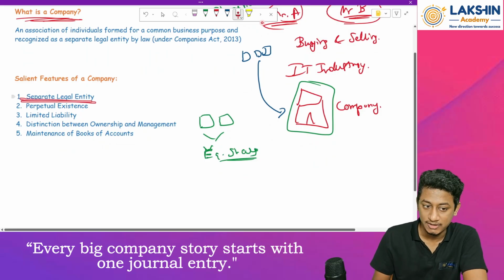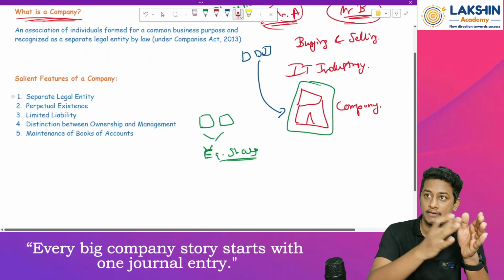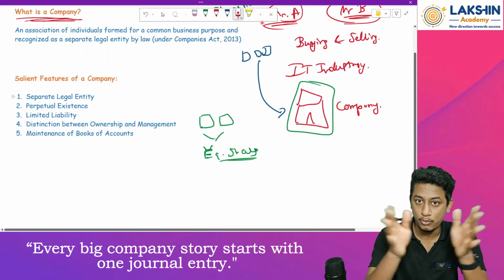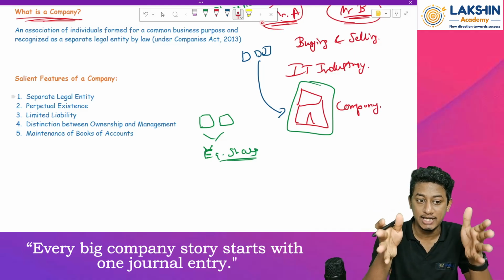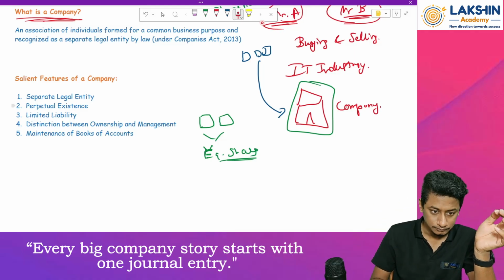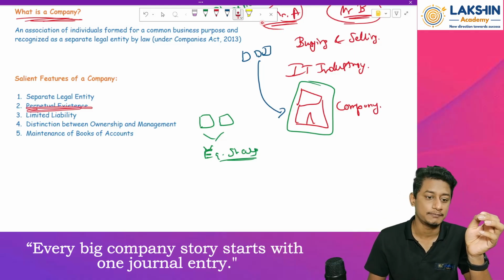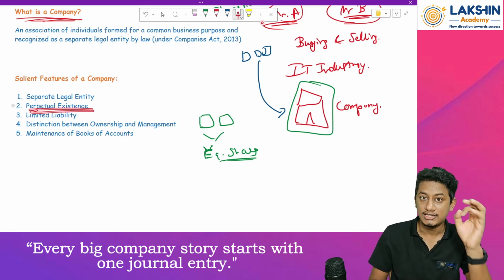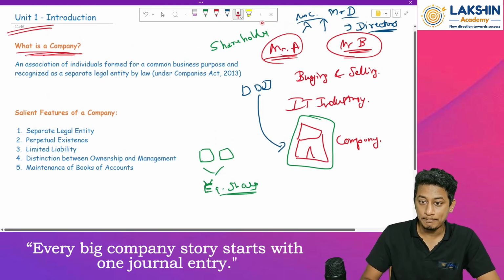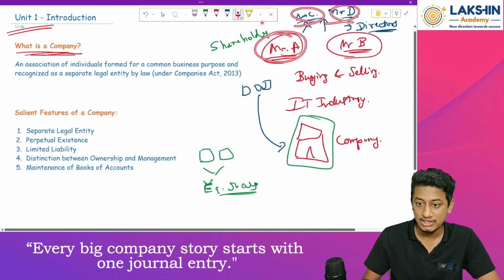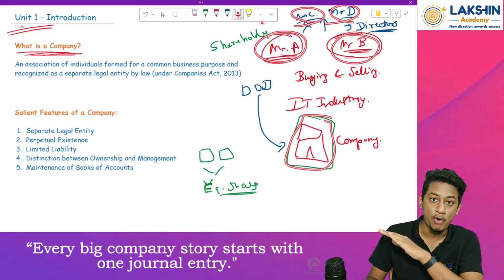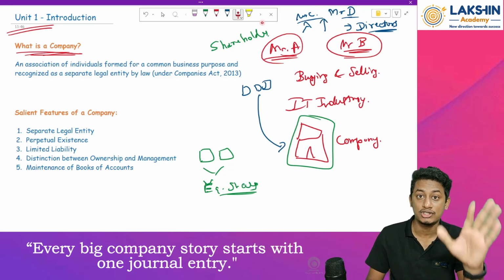So what are some salient features of a company? First of all, we have separate legal entity. That means the owner is different, whereas the company is different. Both will be treated as separate people in the eyes of law. Then perpetual existence. What does perpetual existence mean? That means if tomorrow both these directors die, both these shareholders die, still the company keeps on running. There is no pause for a company until the company goes into dissolution.